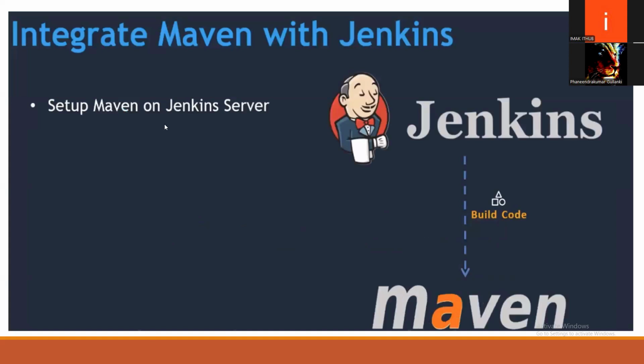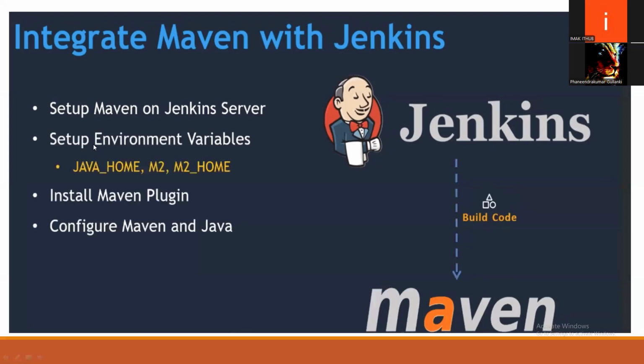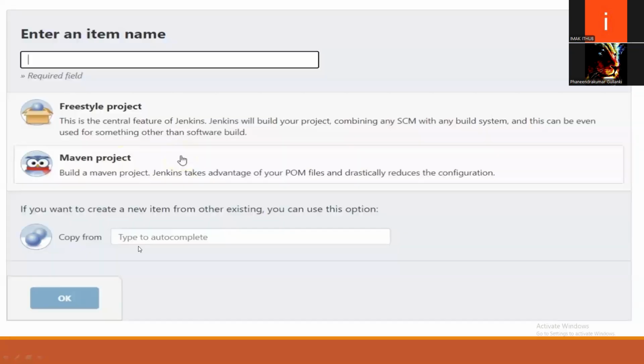Okay, so integrate Maven with Jenkins. How do we integrate Maven with Jenkins? We install Maven on the Jenkins server, then the plugin will be installed. Set up Maven on the Jenkins server and set up the environment variables: Java home, M2 home, M3 home. Install the Maven plugin in the GUI, then configure Maven and Java. Yeah, we did that one.